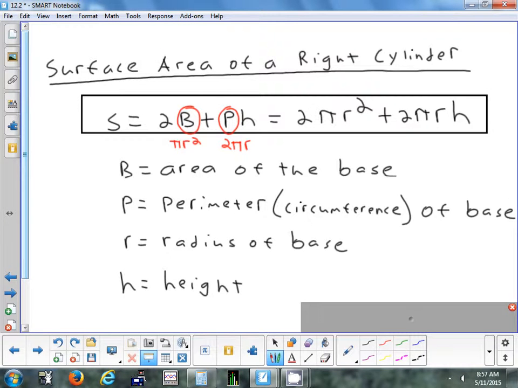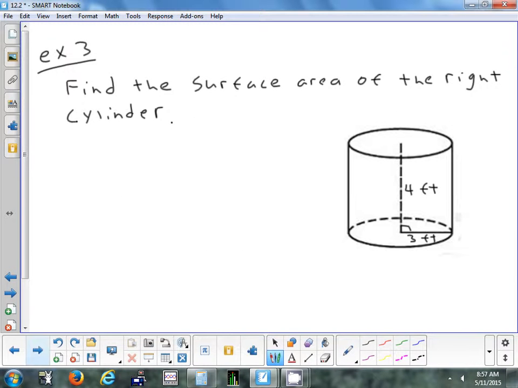Any question before we finish up finding a couple surface area problems? All right. So here's a cylinder. I want you to find the surface area.